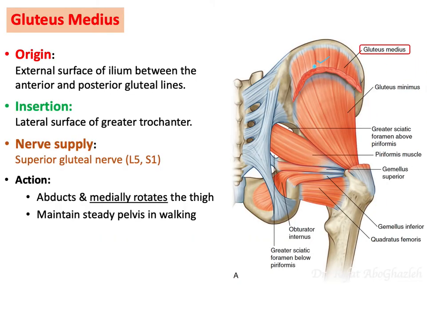So this is the gluteus medius after we remove the gluteus maximus. And if you see here, you can figure out that it originates from the ilium, where exactly, between the anterior and posterior gluteal line. So this area is the origin of gluteus medius, and you see here, of course, it is cut, and it inserts in the lateral surface, not the medial, the lateral surface of the greater trochanter of the femur.